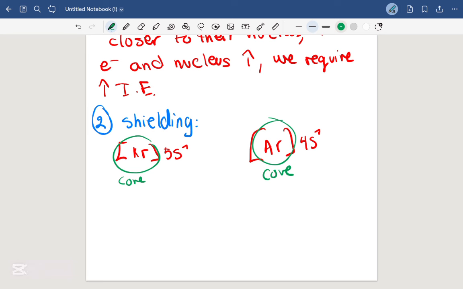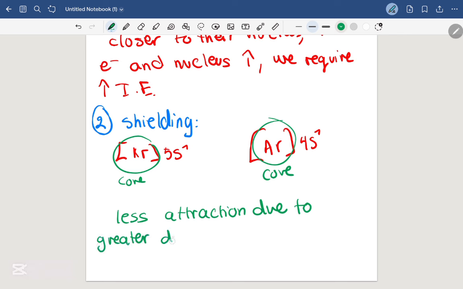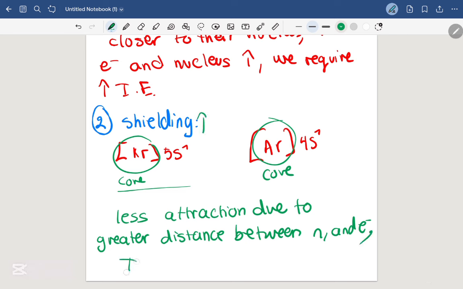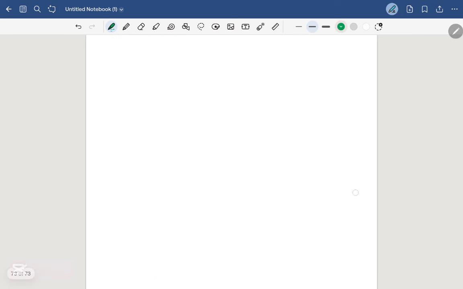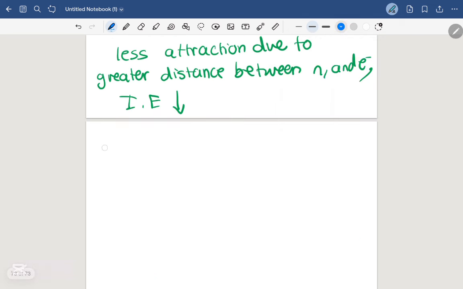So because there is less attraction, there's going to be less attraction due to the greater distance between nucleus and electron. This we're talking about if there's a greater shielding effect, okay? And due to this, the ionization energy required will be less. Perfect. Now we'll move on to the third factor, which is the nuclear charge.